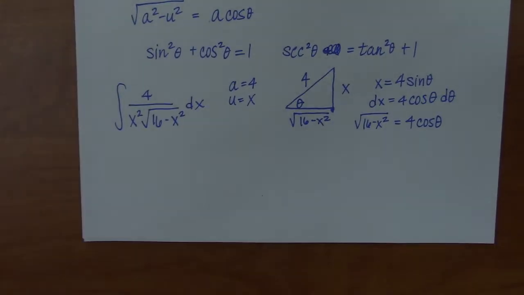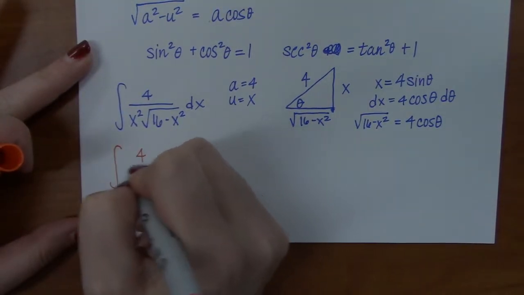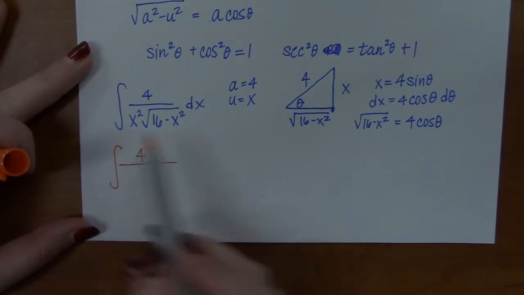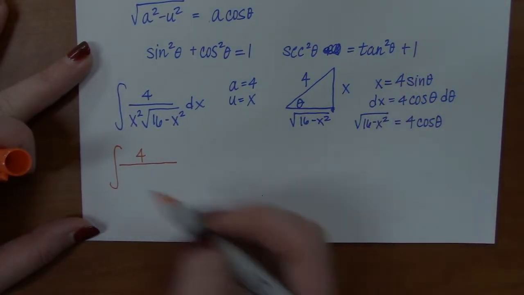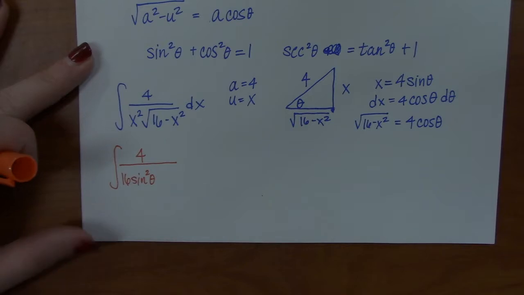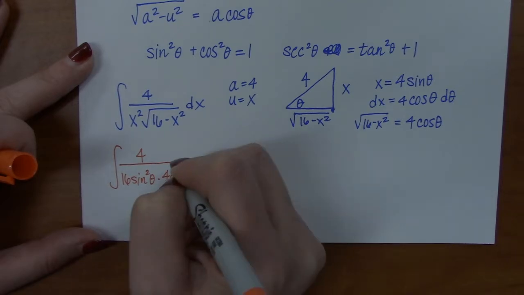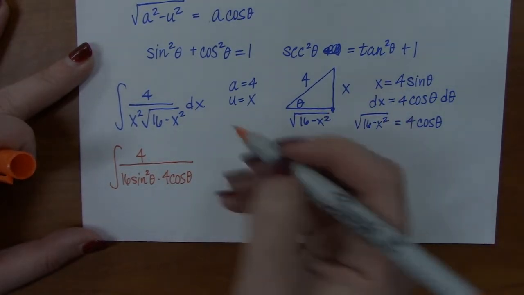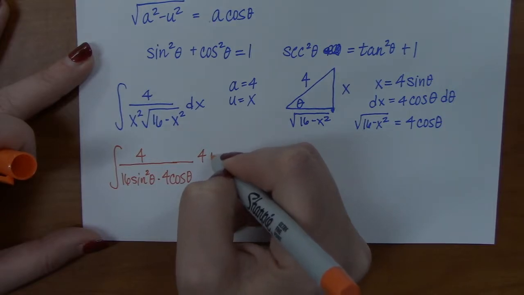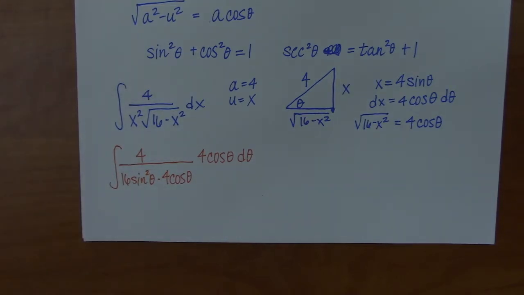So if I come back here, the 4 stays where it is, but I have an x squared. But x is this, right? So if I square it, I'll replace x squared with 16 sine squared theta. The radical is 4 cosine theta. And then I have to deal with my dx, and my dx was also 4 cosine theta d theta. So once you've translated all the elements into theta, you then simplify everything down and you integrate. And this stuff is always supposed to get easier, not harder.